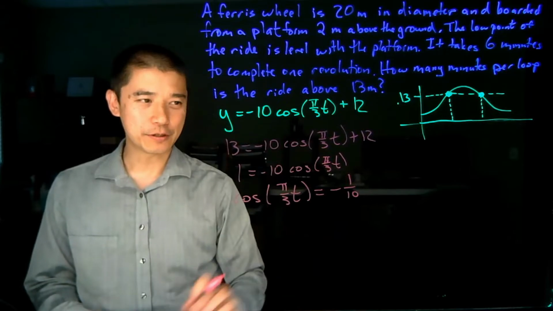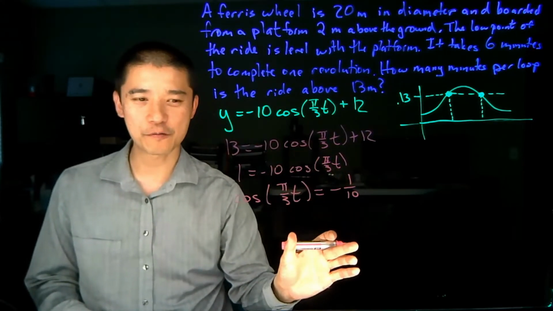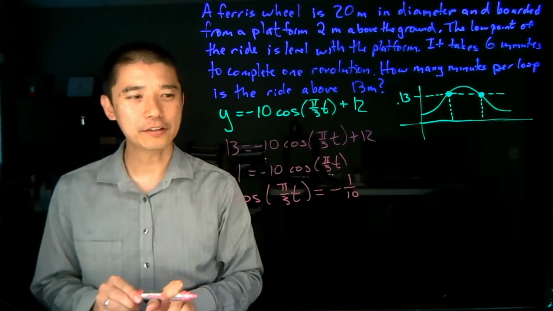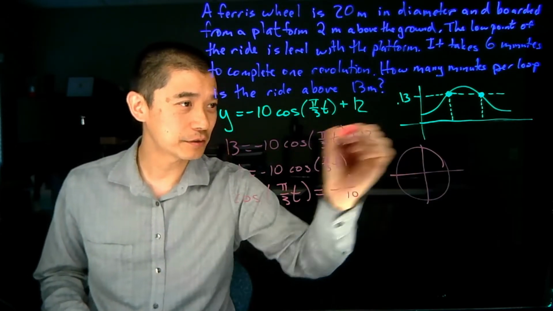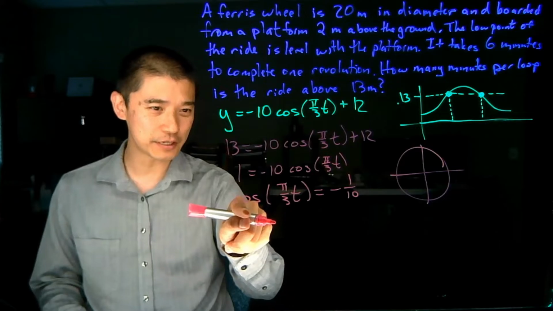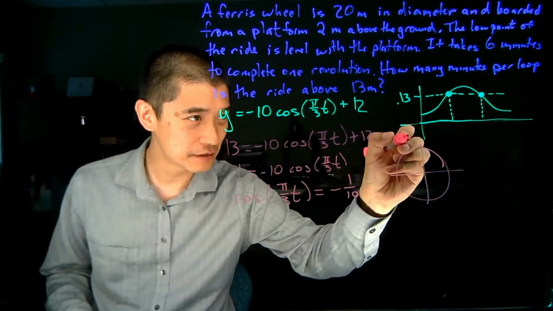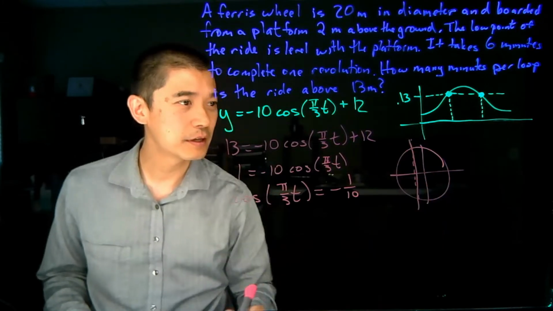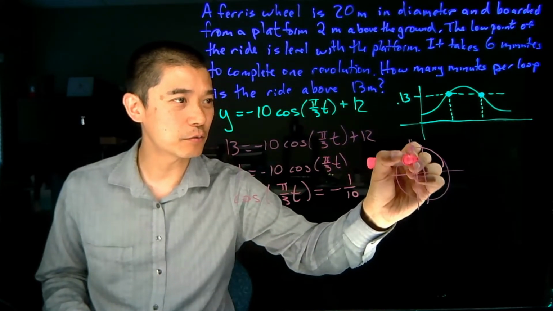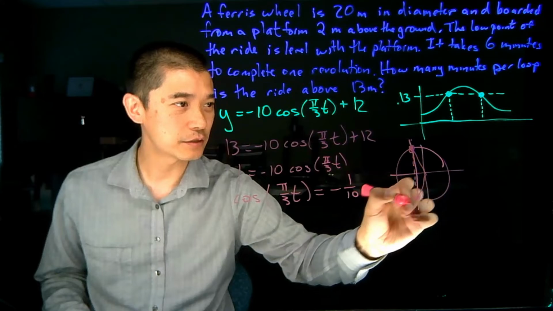Once we get to this point, negative 1/10 is not one of our known values, so we're going to have to use the calculator. And when we do that, we also need to think about where we are in the picture. So in our unit circle picture, cosine is the x-coordinate and it's negative. So it looks like this. And so we have a solution in quadrant 2 and a solution in quadrant 3.